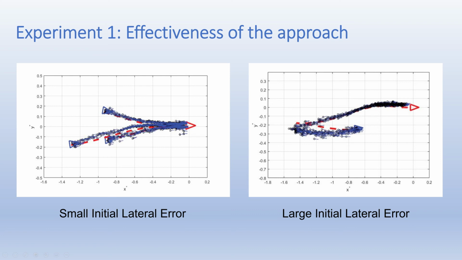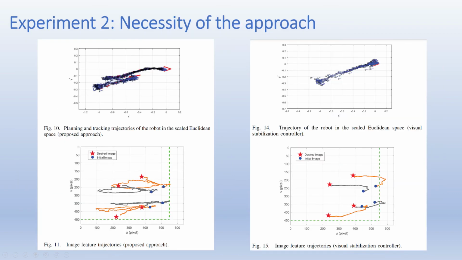However, for the large initial lateral error situation, they got the result that the one implemented with the method they proposed has much better performance than the one with the traditional method. And in this way, they proved the effectiveness of this proposed approach. And for experiment 2, they tested the necessity of the approach.